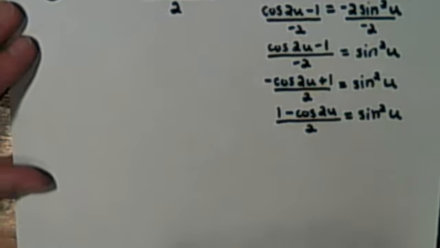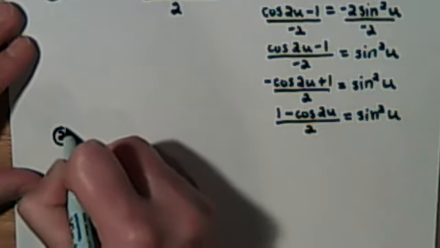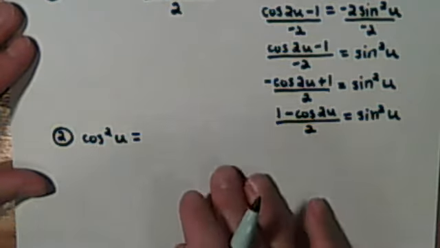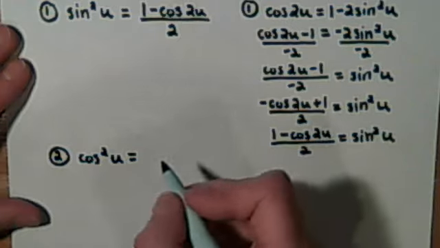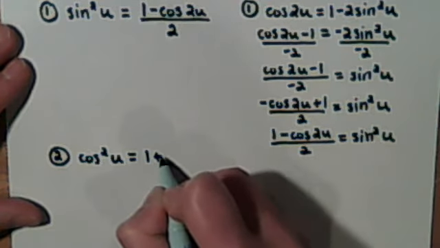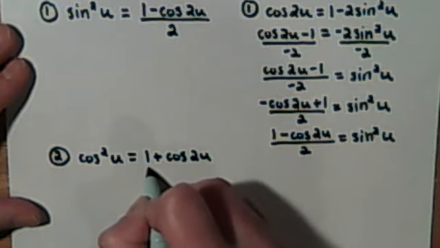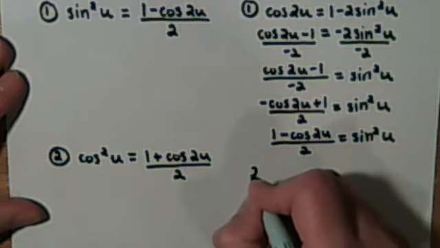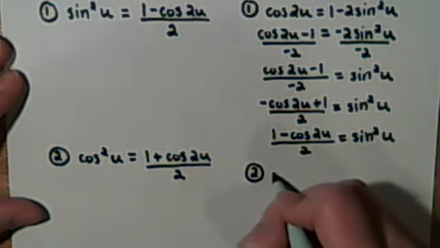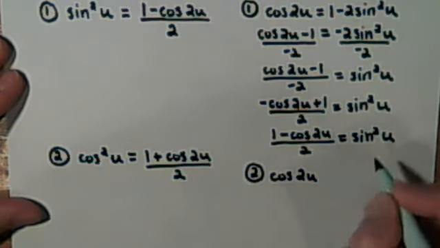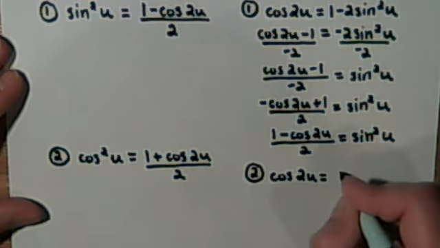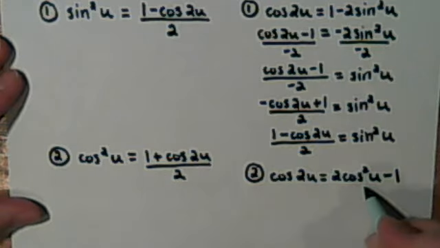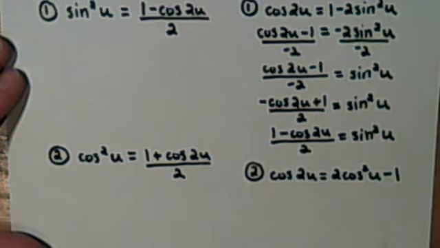Now I bet you can guess the next one we're going to look at. The second one is cosine squared of u. And cosine squared of u is going to look rather similar to the sine squared u, but it's actually 1 plus cosine 2u over 2. Now again, this one does come from one of our double angle formulas, and again it comes from cosine of 2u. But this time I'm going to let cosine of 2u equal 2 cosine squared u minus 1, because again I'm looking for what is cosine squared of u.